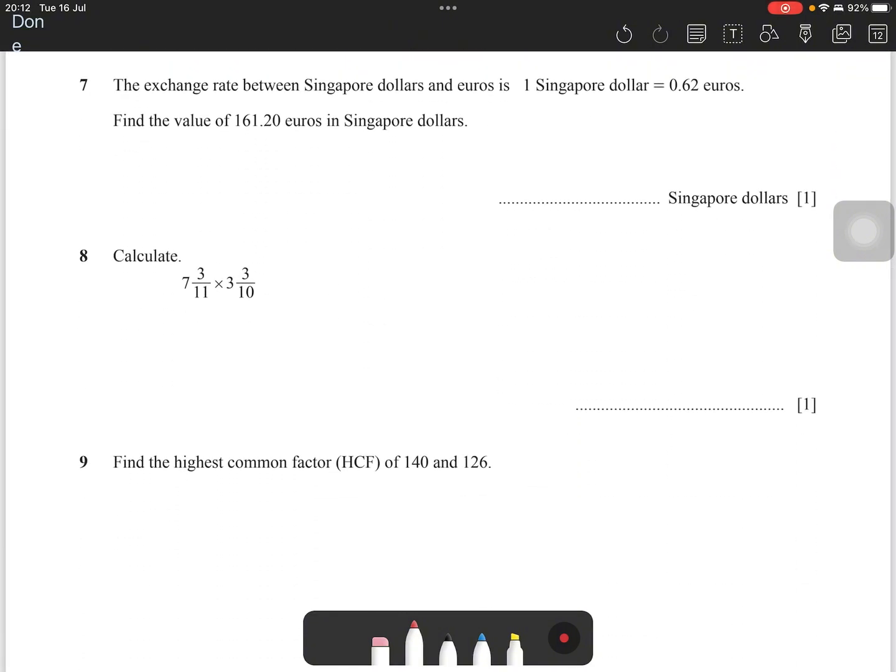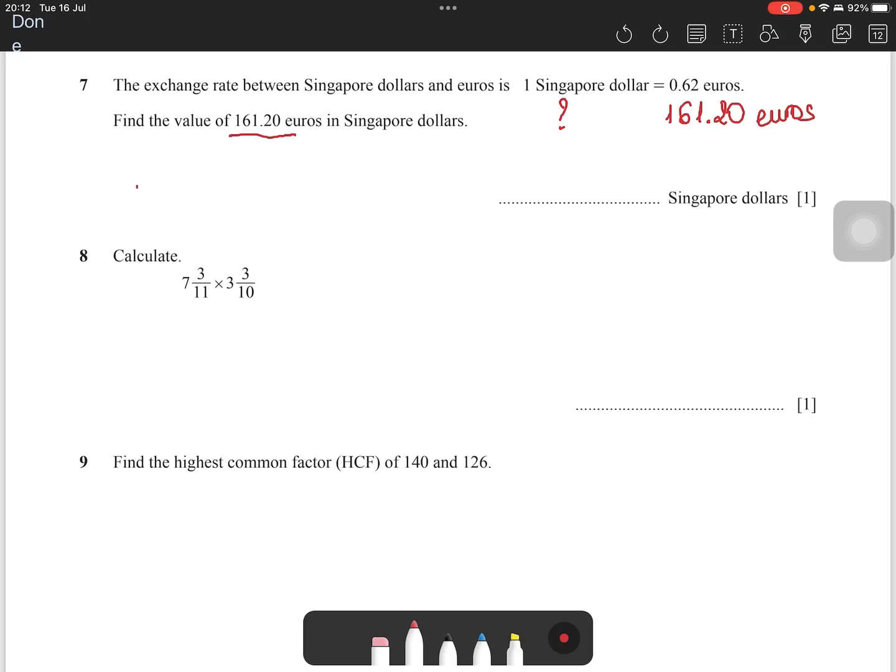Question 7. The exchange rate between Singapore dollars and euros is 1 Singapore dollar equals 0.62 euros. Find the value of 161.20 euros in Singapore dollars. So I'll write this value on the right because euro is on the right hand side of this. And now we need to convert this into Singapore dollars.